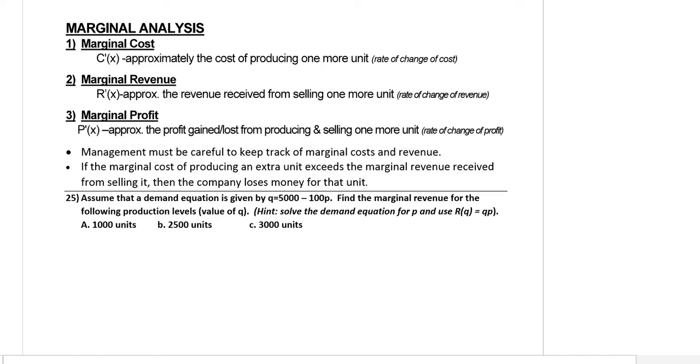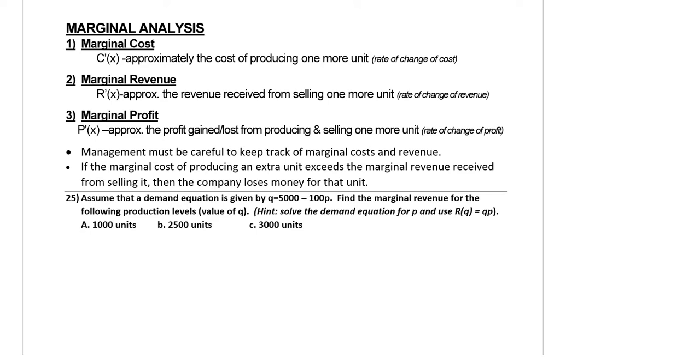Management wants to be careful to keep track of those marginal costs. They don't want the cost to be increasing. They don't want revenue to be decreasing. So again, here, if the marginal cost of producing an extra unit exceeds the marginal revenue, you're losing money.